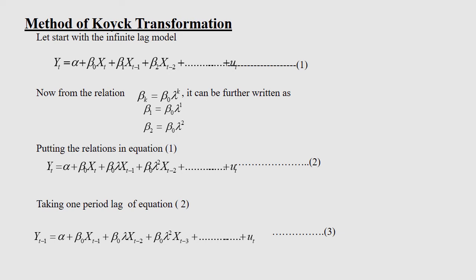Now there are certain more technical steps. Taking one period lag in equation 2. In equation 2, the dependent variable is yt and the independent variables are xt, xt minus 1, xt minus 2. So now we have to take the lag on both sides by one period. So yt will be yt minus 1, xt will be xt minus 1, xt minus 1 will be xt minus 2, and similarly xt minus 2 will be xt minus 3. In this way we are getting equation number 3.